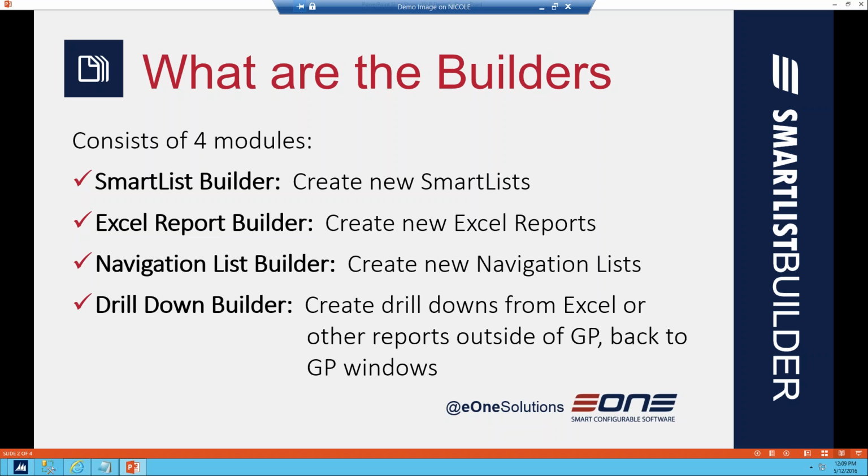The 4th one, Drilldown Builder, actually adds on to the Excel Report Builder module. What that allows us to do is create drill downs or drill backs, if you want to call them, from Excel back to GP. That allows us to open GP windows or GP Smart Lists. Maybe you're clicking on a customer ID in Excel, and we can drill back to GP on that customer ID and see more detailed information. So it's going from Excel back to GP, and there are some default ones that come built into GP. They're kind of hidden, you have to find them, but they are there.